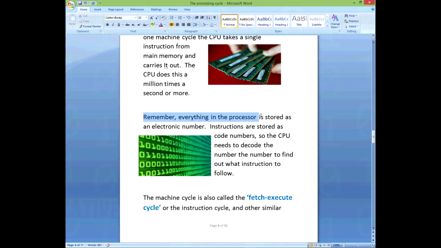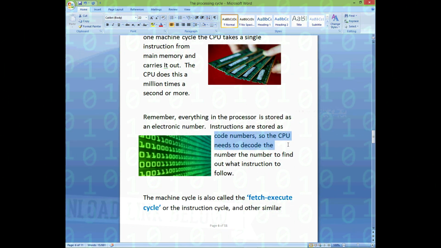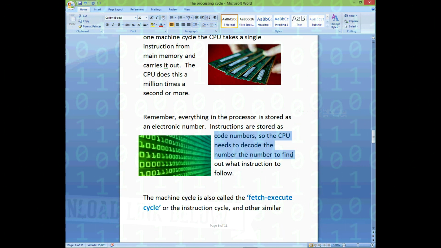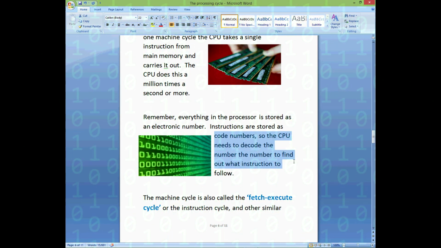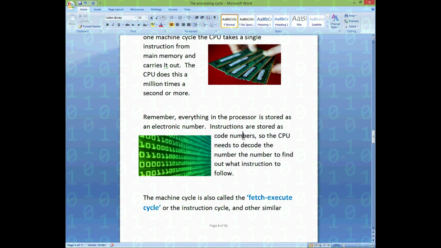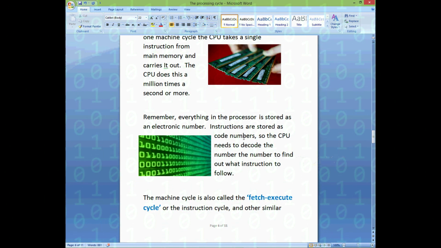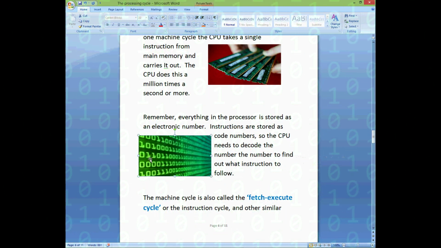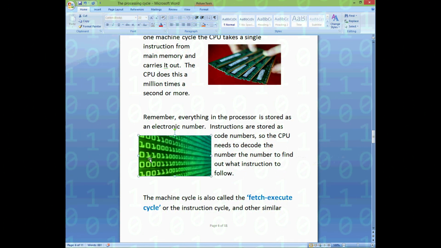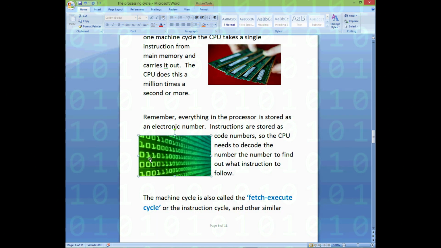Remember, everything in the processor is stored as an electronic number. Instructions are stored as code numbers. So the CPU needs to decode the number to find out what instruction to follow. So remember what I said? The computer only knows ones and zeros. So therefore, it speaks in ones and zeros. And that language is called binary.